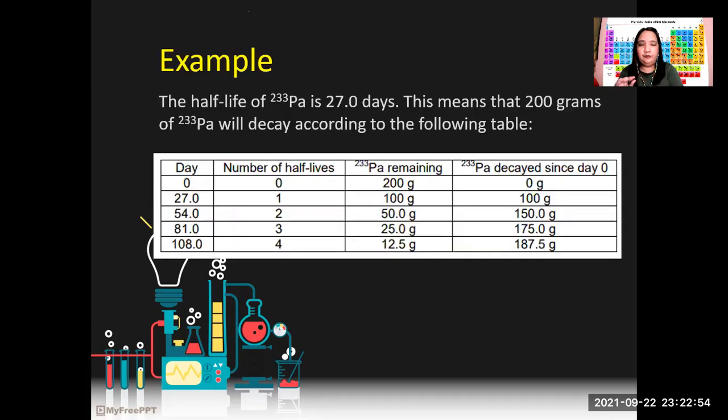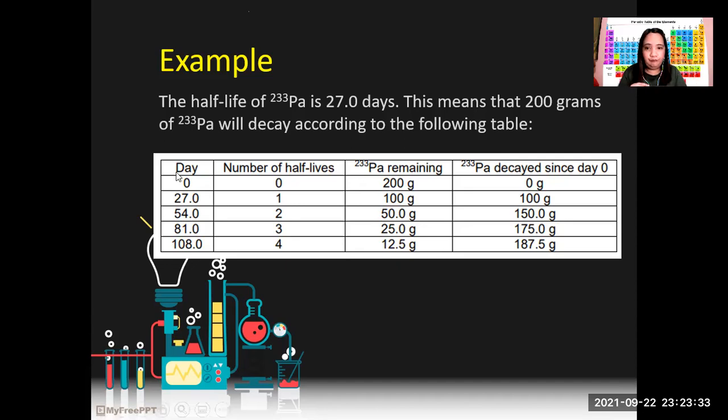So let's consider one example. This is protactinium, Pa. It has a mass number of 233, and its half-life is 27 days. This means that 200 grams, for example, of a given Pa will decay according to the following table. This is not computing it yet. This is just using the inspection method, or common sense, in determining how half-life works.